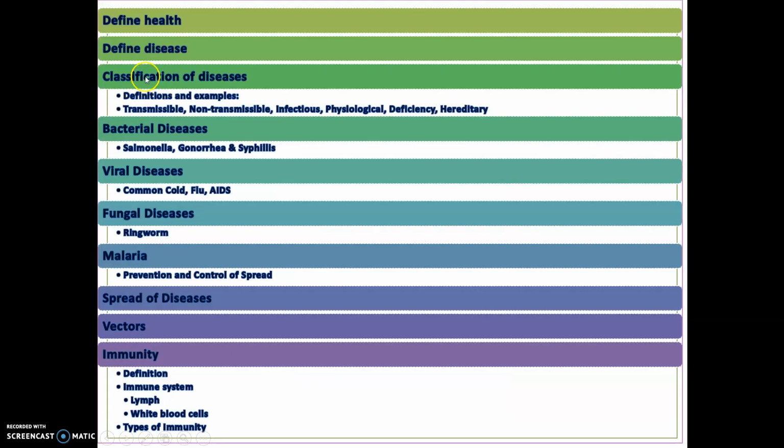And in this video, we will take a look at the classification of the different types of diseases found in organisms. A disease may be transmissible or non-transmissible, and also categorized as infectious, physiological, deficiency, or a hereditary disease. So after we look at a definition of these words, we will then go into some examples of diseases that fall under these categories. We will look at the other topics in other videos. So let's start.